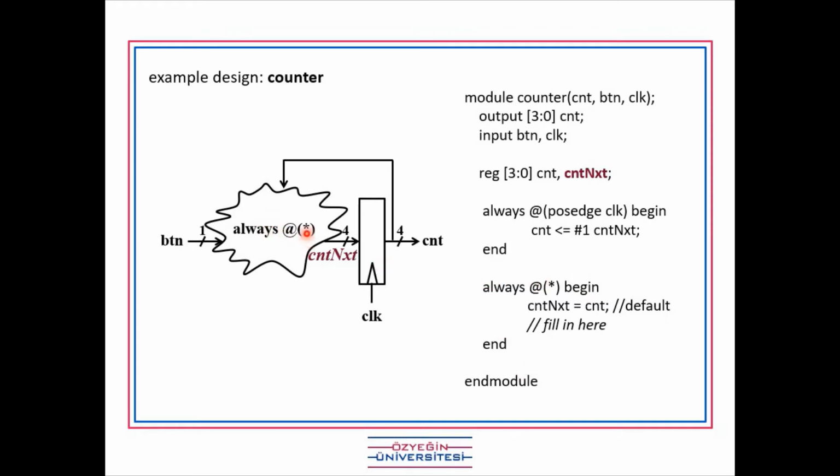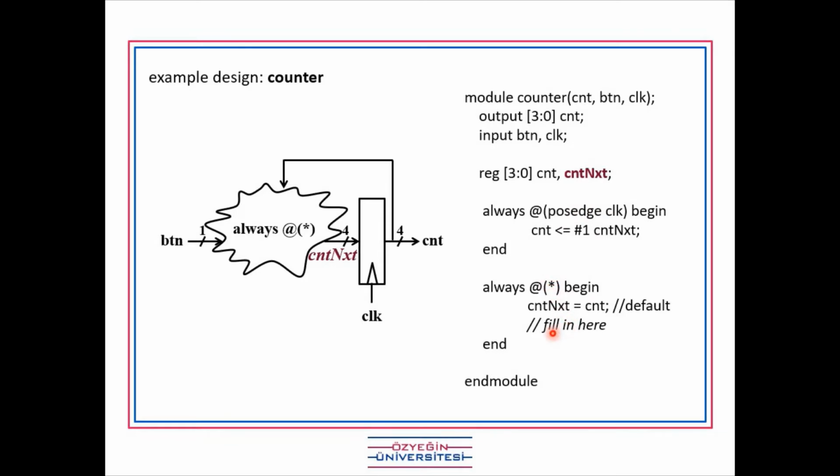The star stands for the sensitivity list. In this case, button and count are the sensitivity list. We could have put them in here, but putting a star is enough, it covers all the sensitivity lists. The other part is the sequential part. The sequential part has count and count next. Count next is saved into count. This is triggered by the clock, a posedge clock. So we have two always blocks: one is always at posedge clock and the other is always at star.